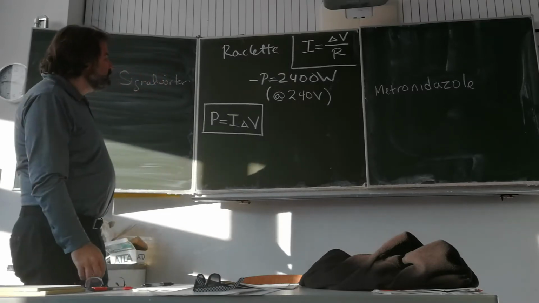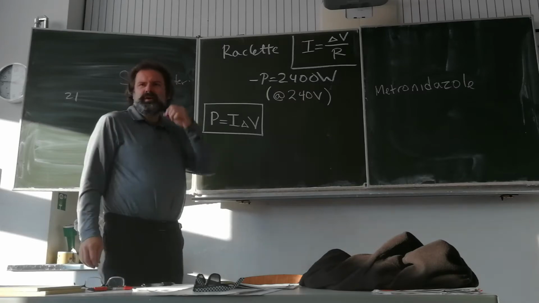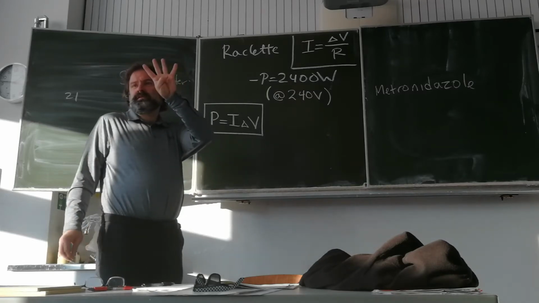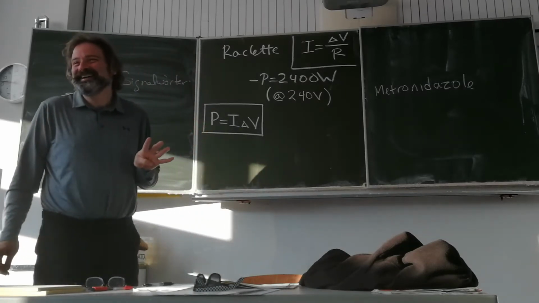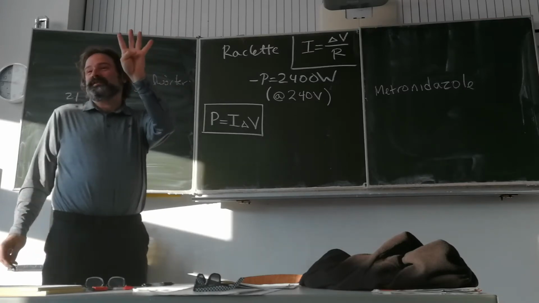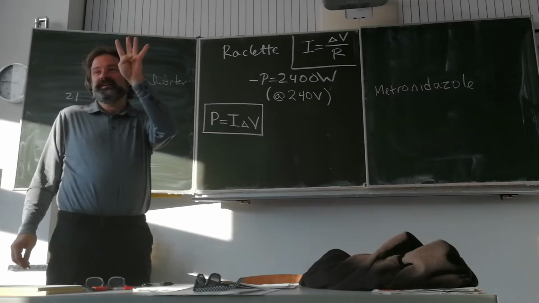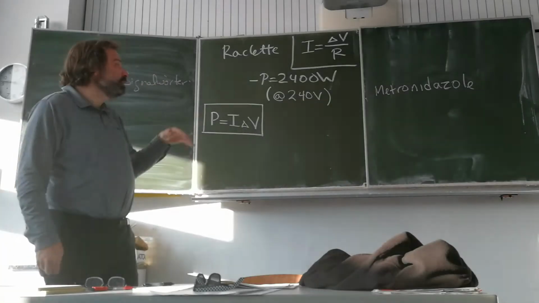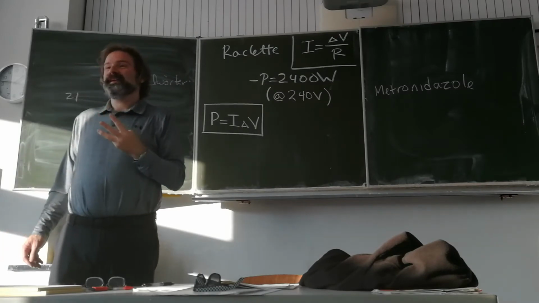Sweet. So which ones are we given of these variables? How many variables are there? Four. Good job. What are the four? P, I, V, and R. Good. Those are the four. Okay, we have two equations that relate three of them.